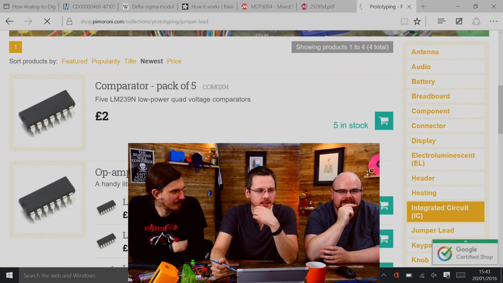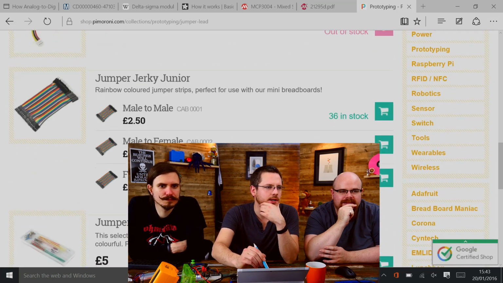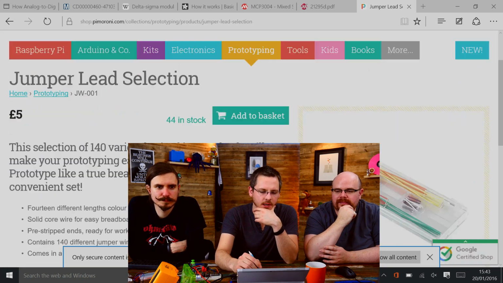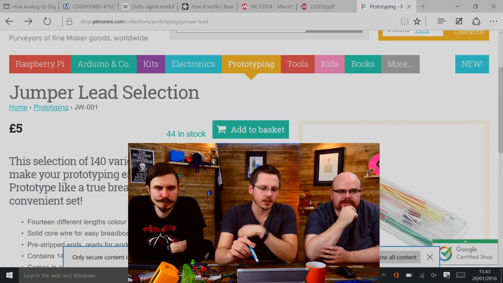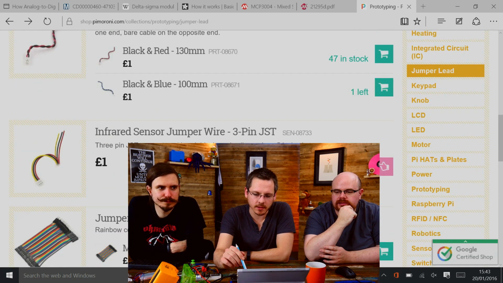We've got a jumper lead section, which gives you JST jumper wires, jumper jerky. Trouble is there's so many of them. This is the pack jumper lead selection. It's just much easier to browse component style stuff now, which is good because it was a pain in the ass before.